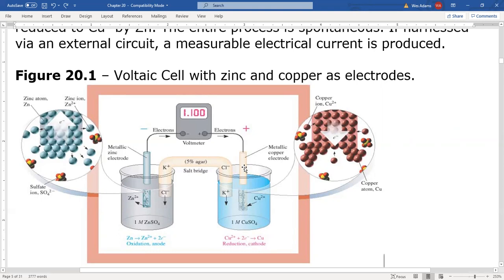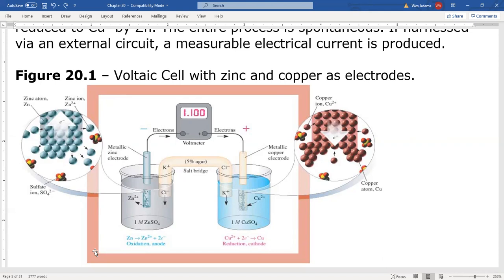So notice, and this is pretty universal, that oxidation occurs at the anode and reduction occurs at the cathode. For a voltaic cell or galvanic cell, that anode carries a negative charge because electrons are produced there. They travel towards the cathode, which for a galvanic or voltaic cell is positive, where the reduction occurs.